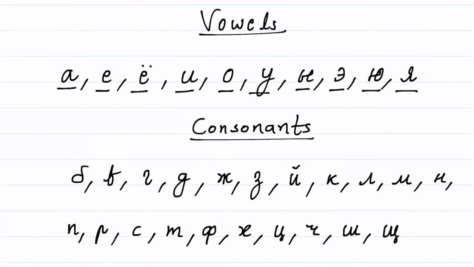So let's do it once again. B, V, G, D, Ž, Z, I krátké, K, L, M, N, P, R, S, T, F, K, C, Č, Š, Ša. Here we are finished with the alphabet.